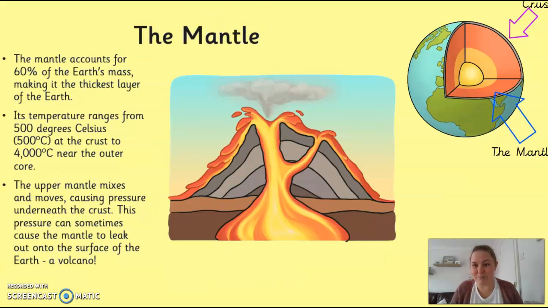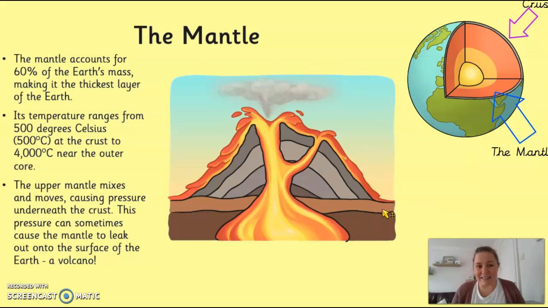Let's go a bit deeper. The next layer then, so the red layer you can see on this diagram is called the mantle. Now, the mantle is the thickest layer and it is very, very hot. Its temperature ranges from 500 degrees Celsius, nearest the crust, nearest us, to 4,000 degrees Celsius, nearer the outer core.